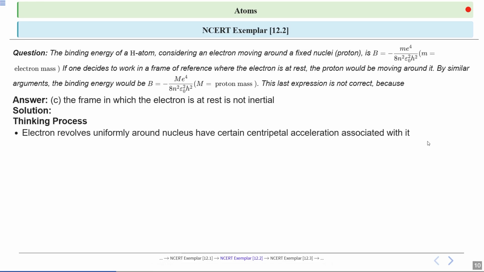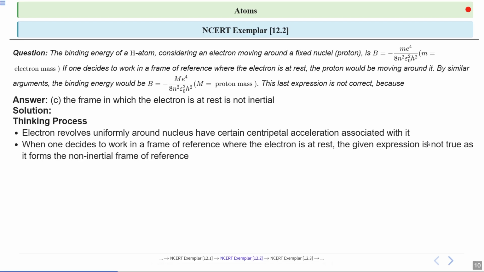Notice that if we try to analyze the system from the electron's rest frame, we are actually choosing a non-inertial frame of reference. In physics, an inertial frame is one that is either at rest or moves at constant velocity, with no acceleration. Since the electron is accelerating, its rest frame is non-inertial, and the usual formulas for binding energy don't apply directly. So the main reason the binding energy formula with the proton mass is incorrect is that the electron's rest frame is non-inertial.